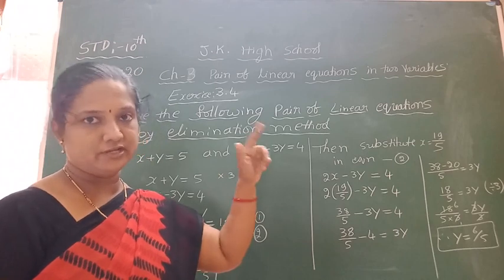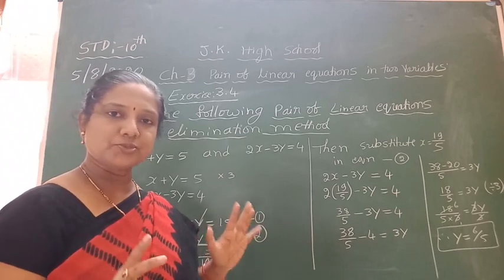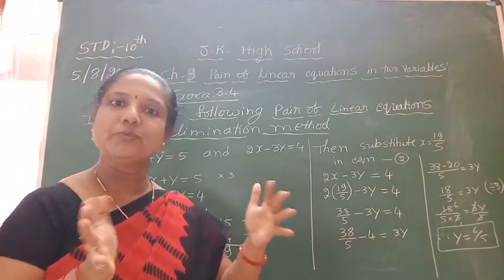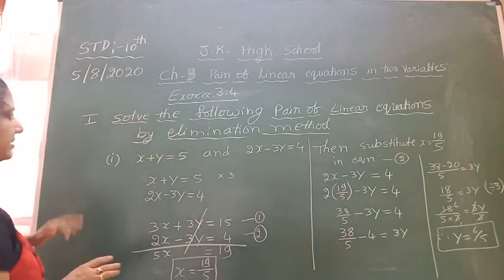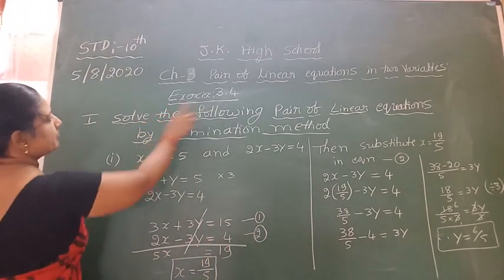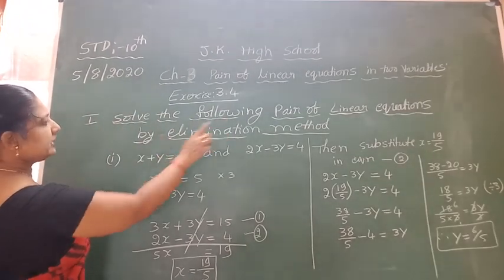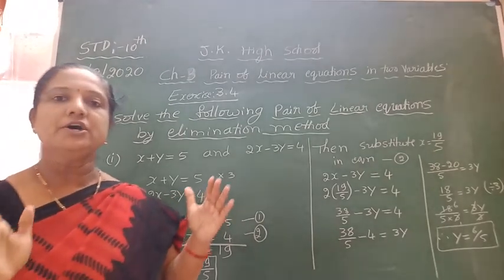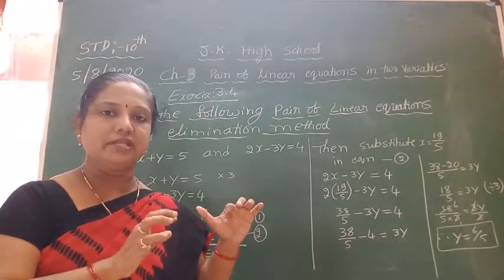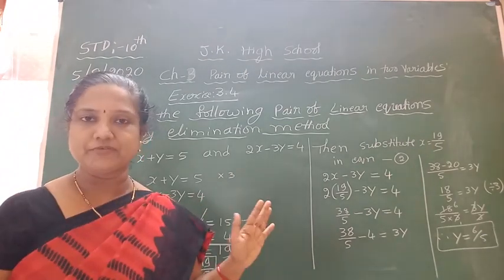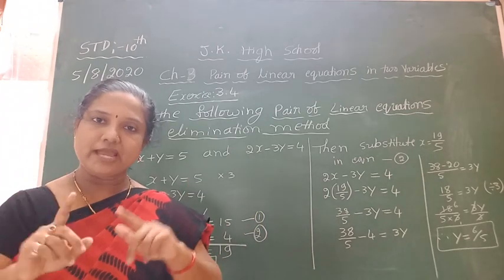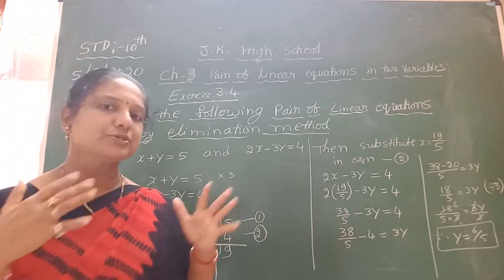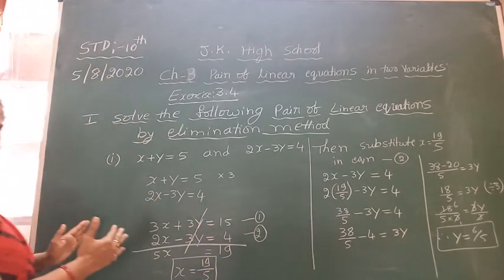You know now pair of linear equations in two variables. In these linear equations in two variables, we can find out two variables' value by elimination method. Exercise 3.4, solve the following pair of linear equations by elimination method. By elimination method means what? Means we can eliminate one of the variables. When two variables are there, we cannot find out the value of one of the variables. So we have to eliminate one of the variables, then only we can find out the other variable's value. So this is the way of solving by elimination method.